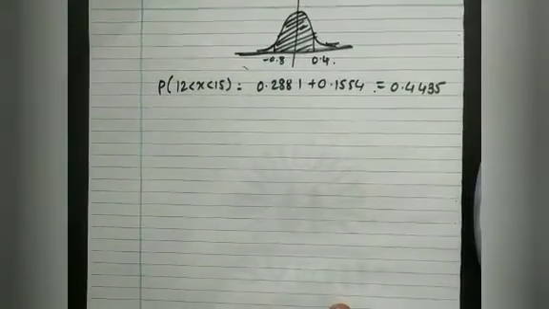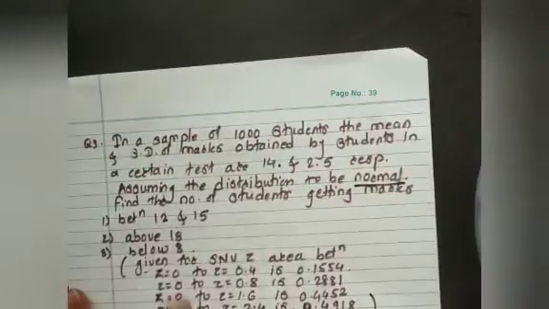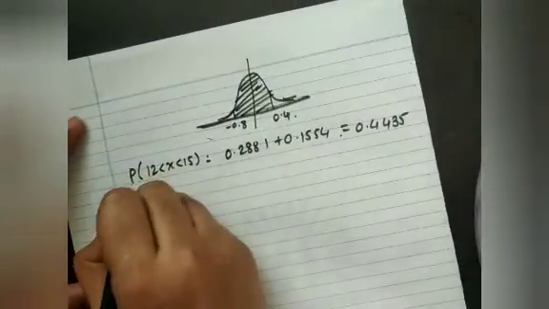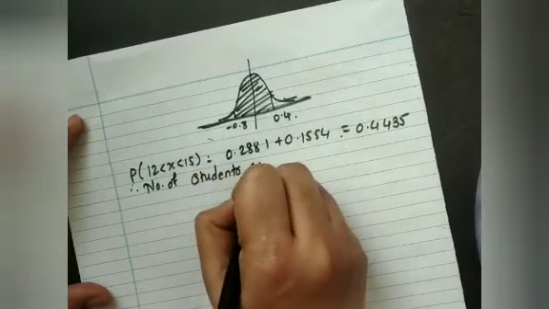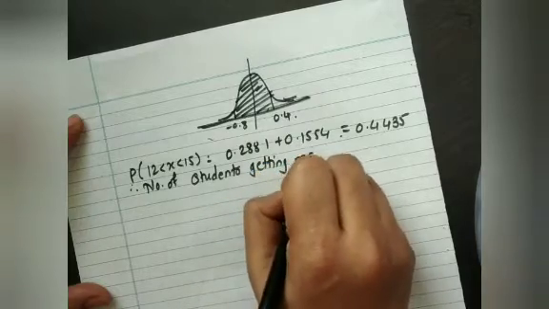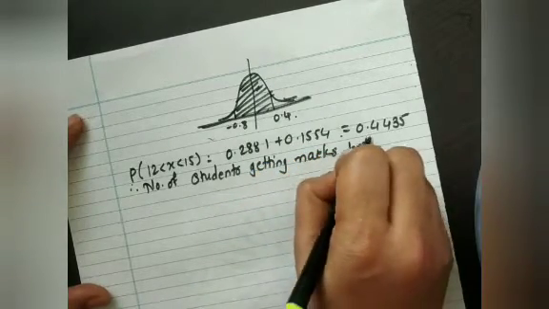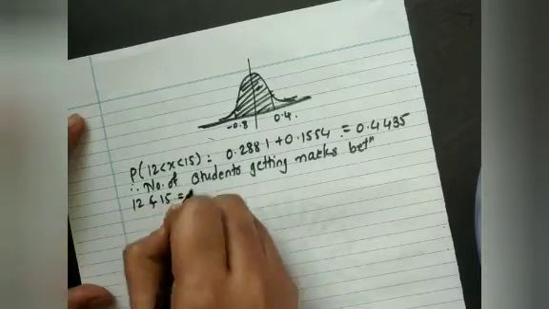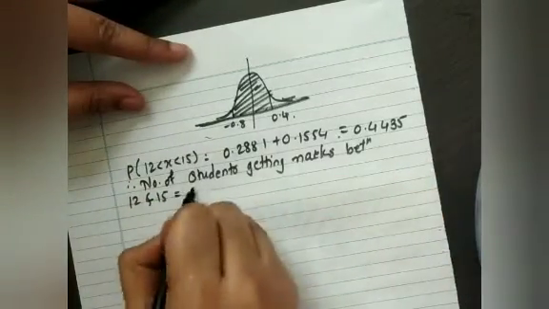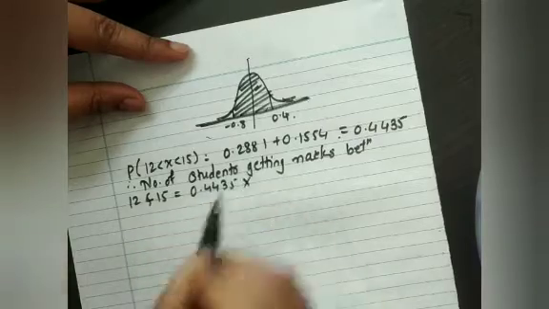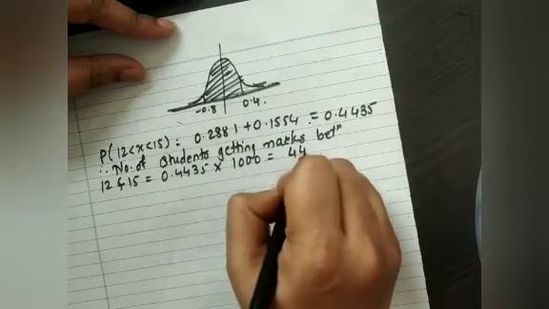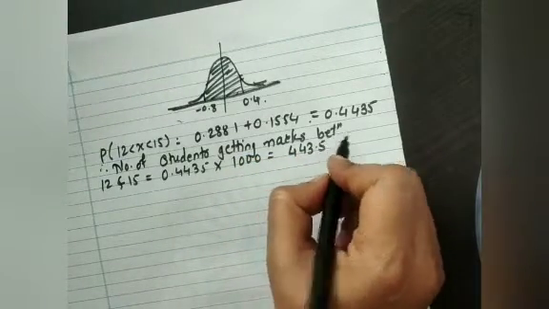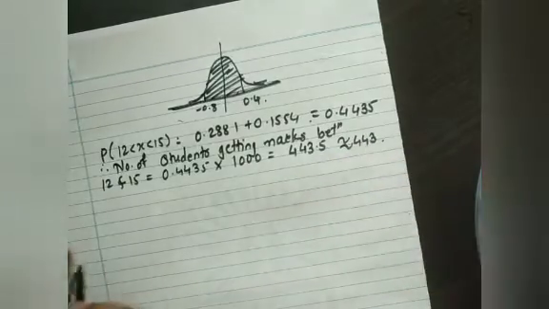We'll go to second. And it is also asked, I think, the number of students. Therefore, the number of students getting marks between 12 and 15 is equal to the probability of between 12 and 15, which is 0.4435, into the total number of students, 1000 students are there, so which is equal to 443.5. So we'll round it up to 443. Next, second question, and that is above 18.